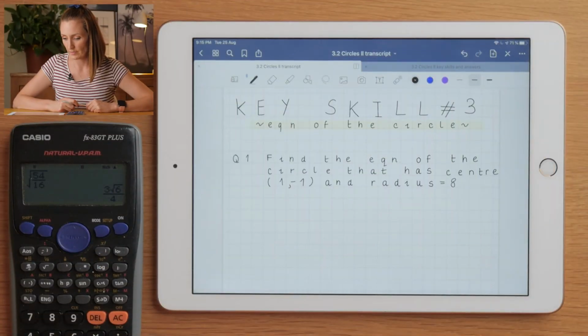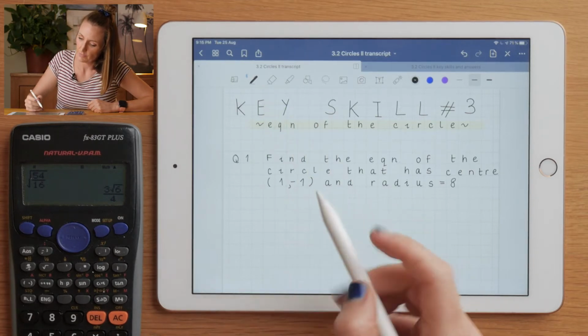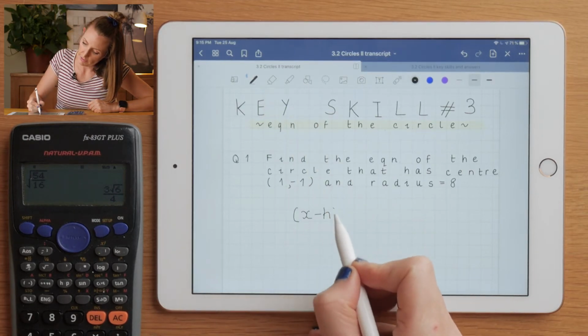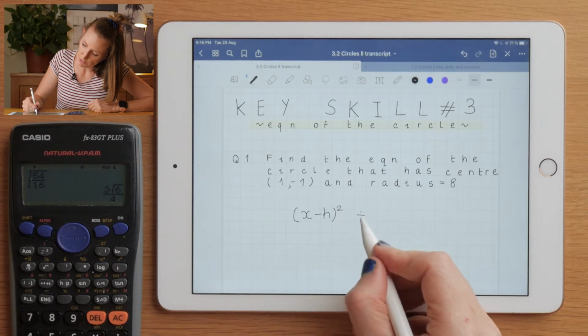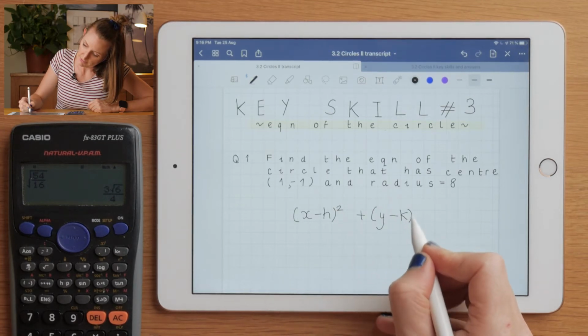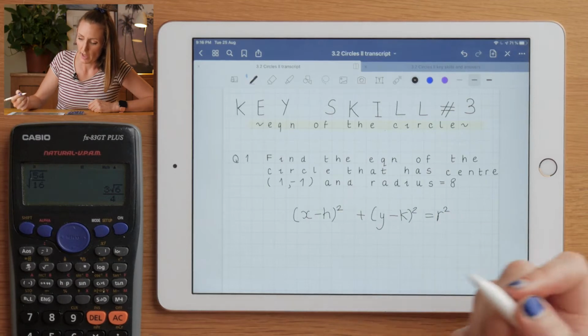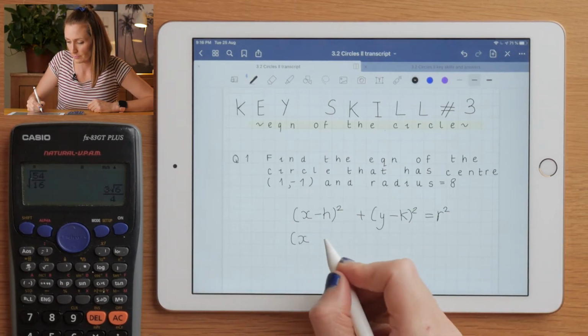In question 1, we've been told, find the equation of the circle that has center (1, -1) and radius 8. So we're just going to go back to the formula that we've already learned: (x - h)^2 + (y - k)^2 = r^2. And we're just going to fill in the information.